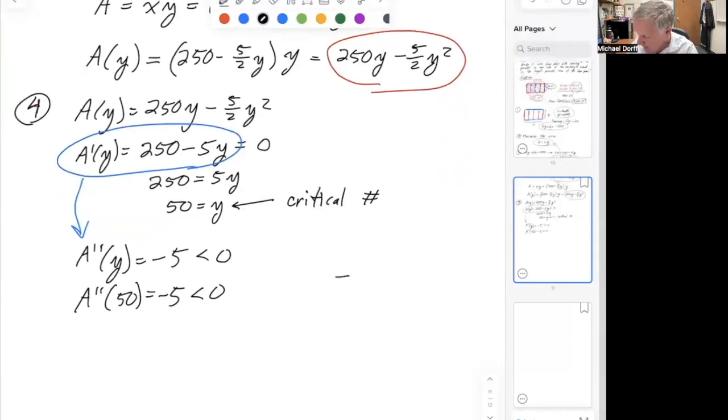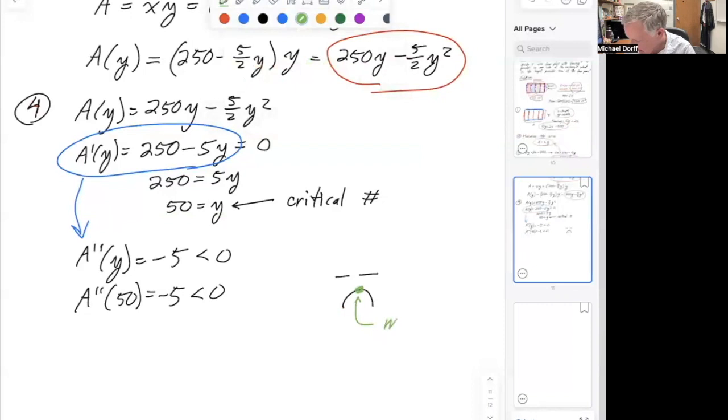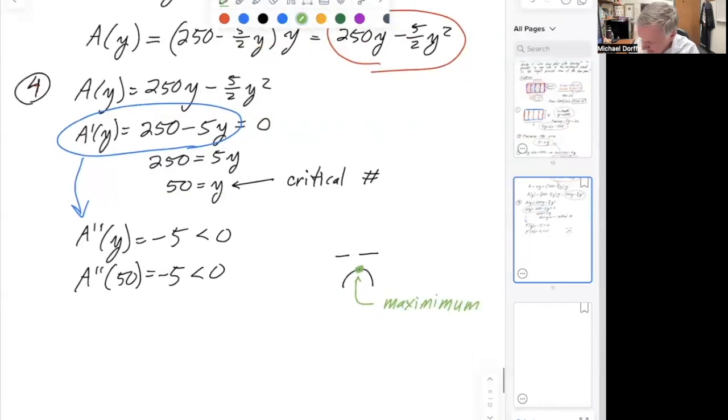So when I have it being less than 0, negative, I have 2 negative signs, which is like this. And because I have a critical number, then at the top of that is my maximum. So this tells me that at y equals 50, we have a maximum. And in terms of this problem, that means y equals 50 is going to give me my maximum area.